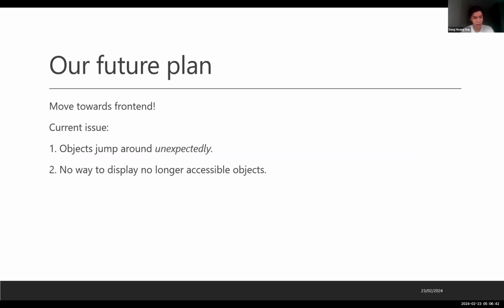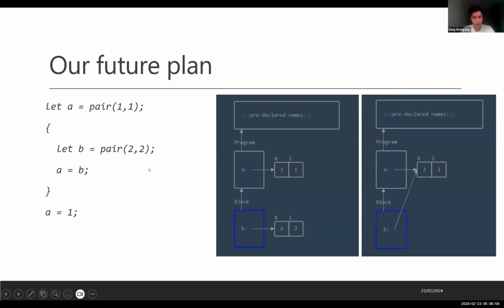In particular, we want to focus on 2 current issues for displaying the CSE machine in the front end. First is that objects can jump around unexpectedly, and currently there is no way to display objects that are no longer accessible. As an example, let's say we have this program. Initially pair22 is bound with this name variable inside the block frame. But if you rebind the pair with A, then it suddenly shifts the position of the pair.